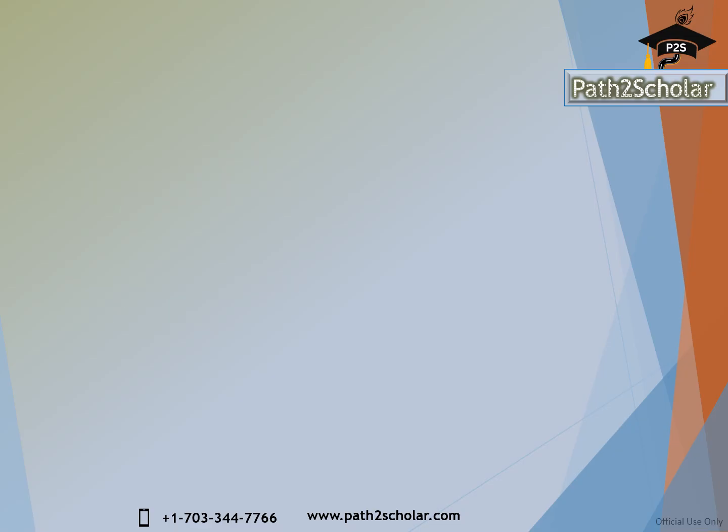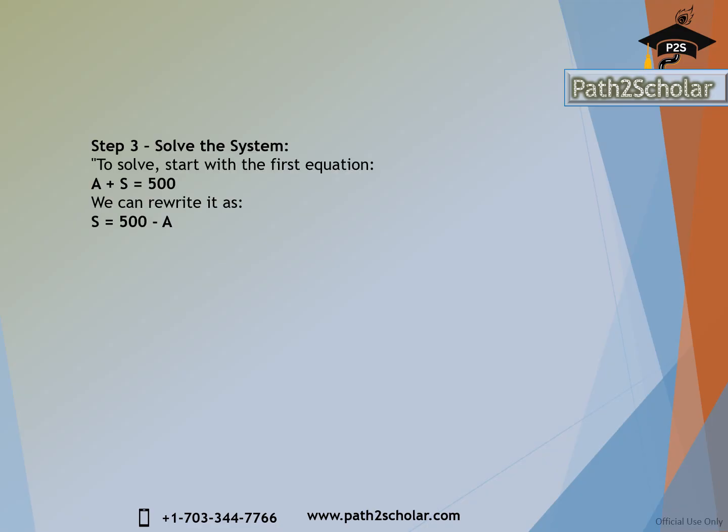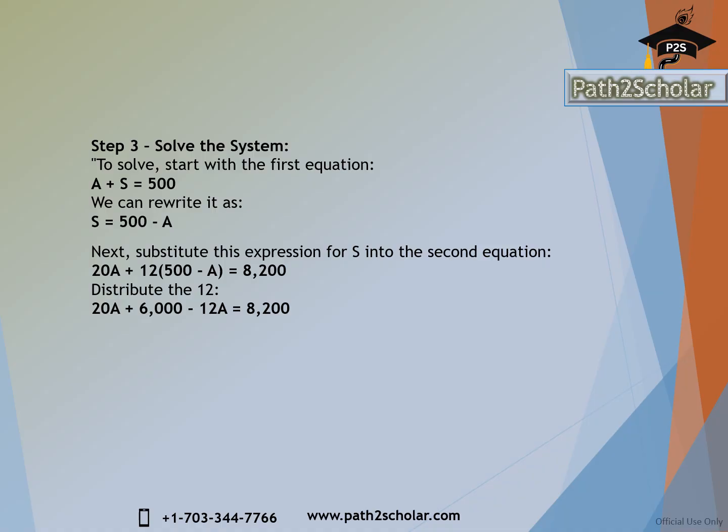So now that we have our equations set up and our variables defined, we can start to actually solve the system of equations. To start, we're going to be using the substitution method. And so we're going to need to get the value of a variable. We can do that by using the first equation and subtracting A from both sides. So we can rewrite the first equation as S equals 500 minus A. And now since we're using the substitution method, we can plug in this value of S into the second equation.